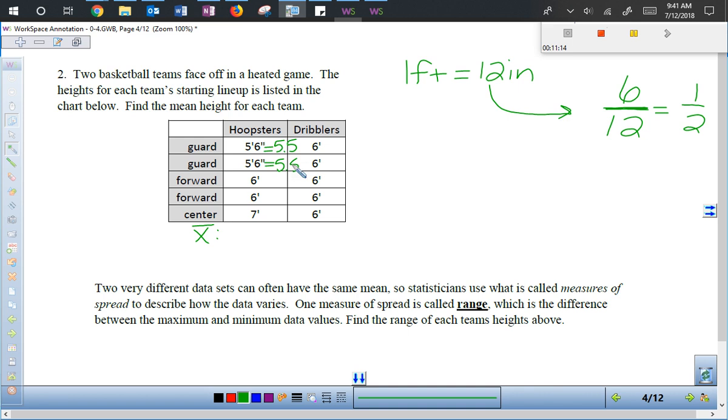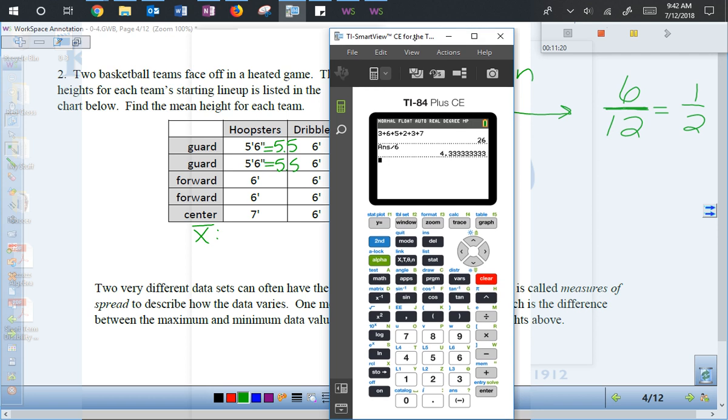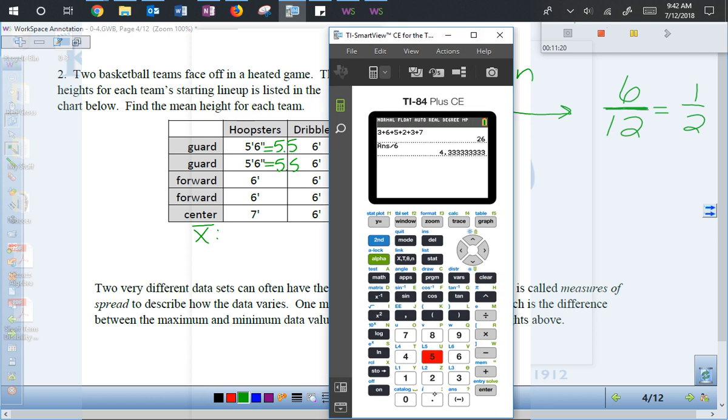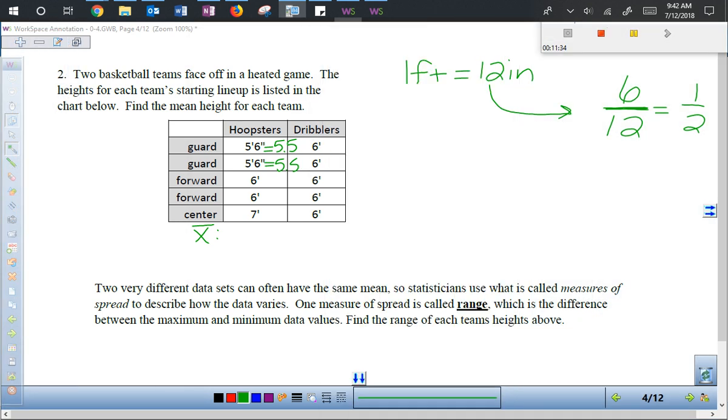Now we can add all those together and divide by how many. So I'm going to bring this over here. We have 5.5 plus 5.5 plus 6 plus 6 plus 7. And that gives me a total of 30 feet. But I still need to divide by how many players we have, and there are 5 players. So 30 divided by 5 is a mean, or an average, of 6 feet. So they have an average height on their team of 6 feet.